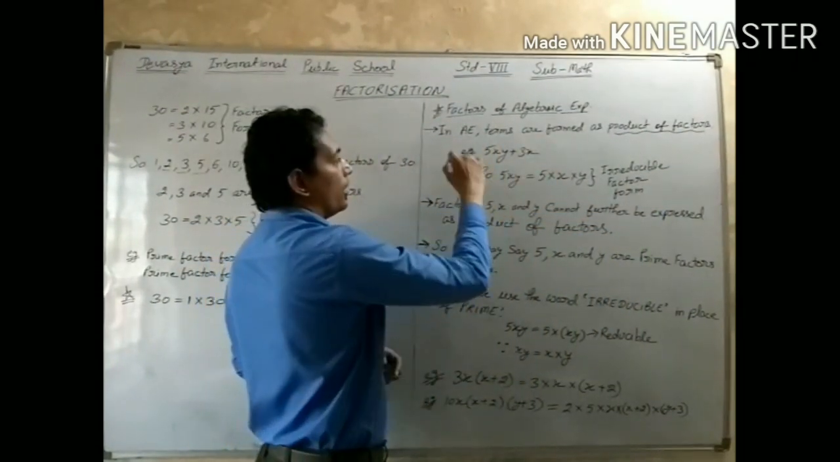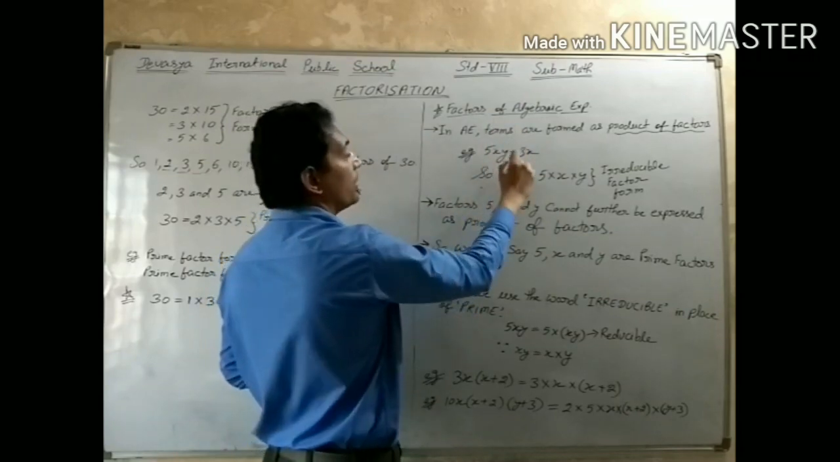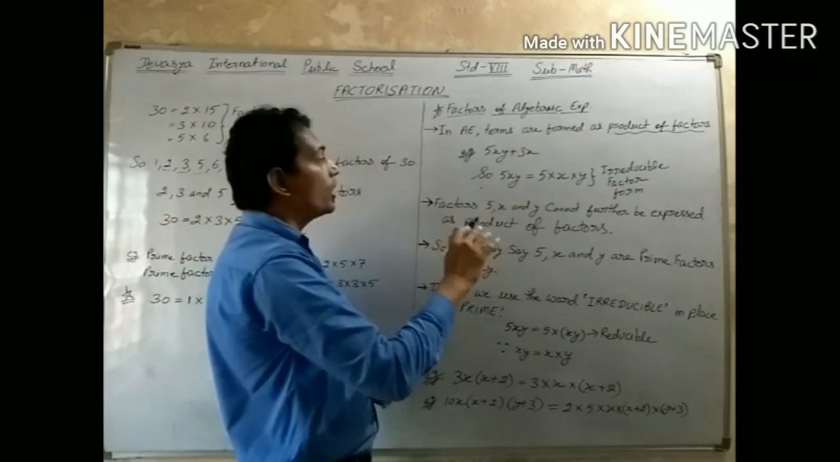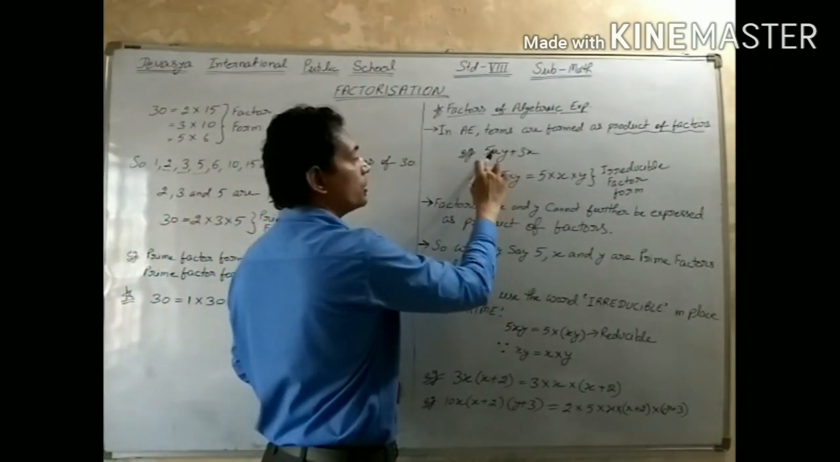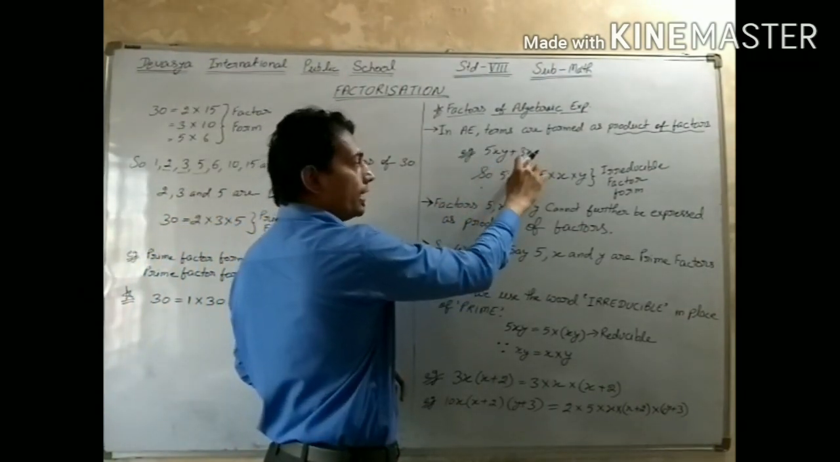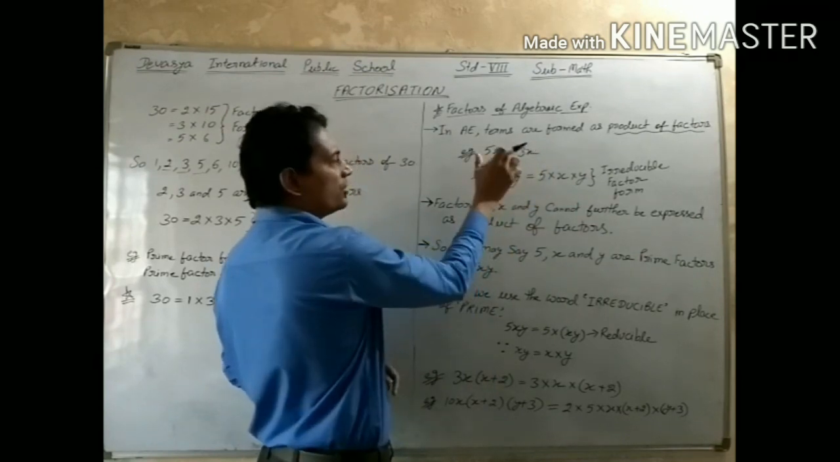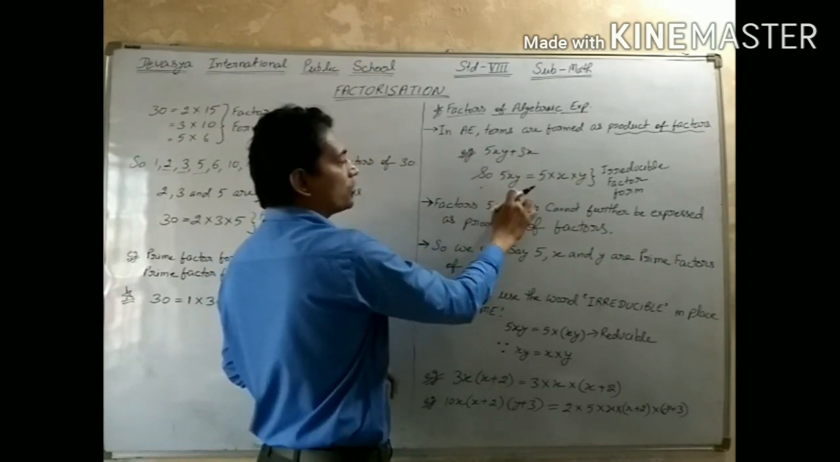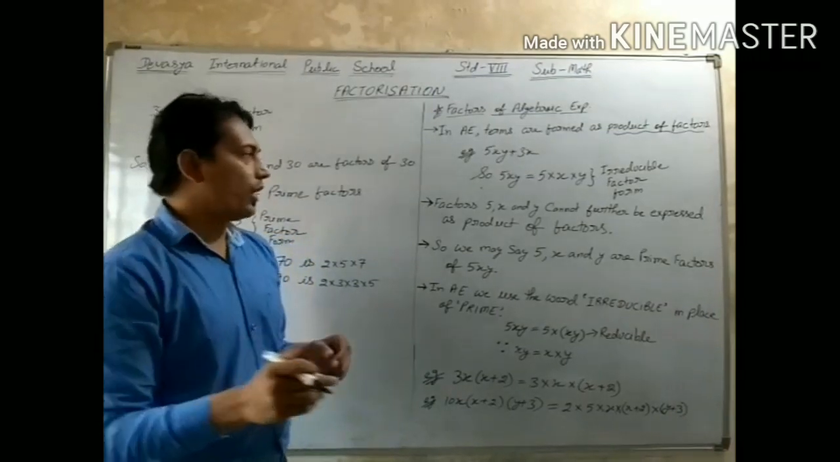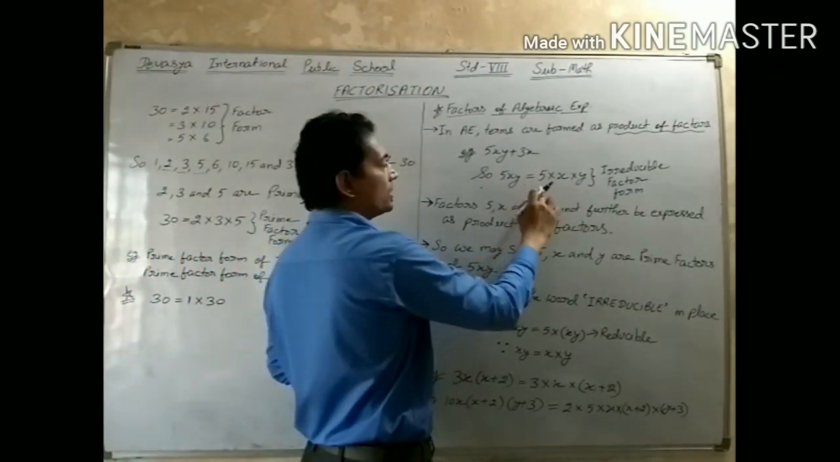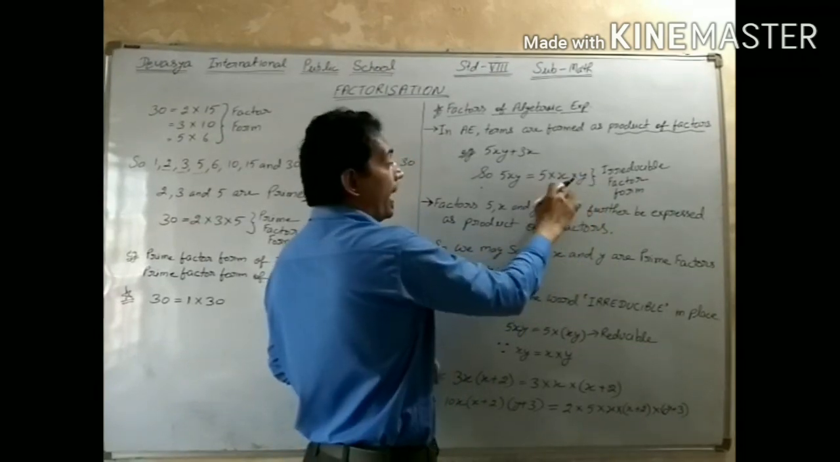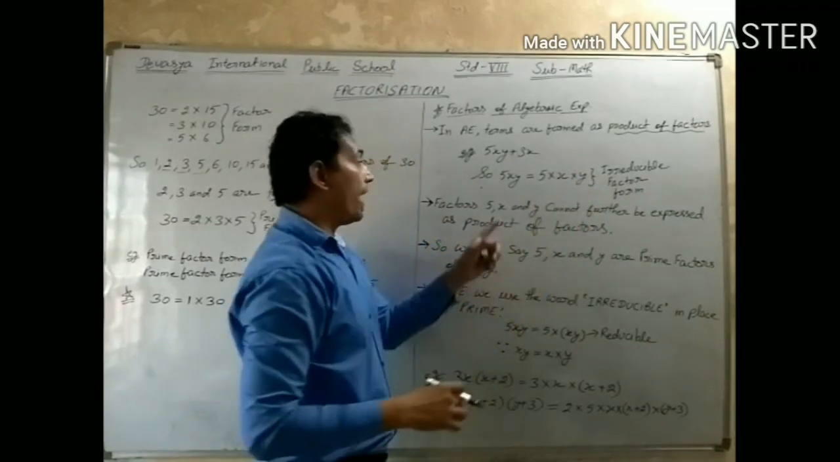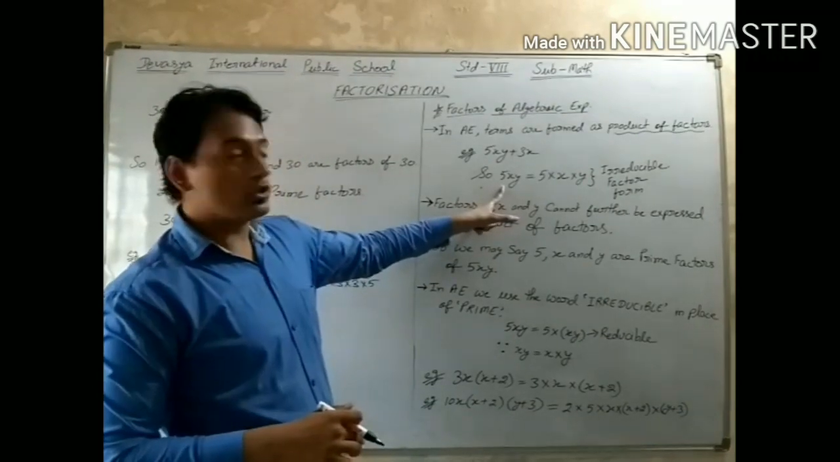Let me write an algebraic expression. 5xy plus 3x. This is an algebraic expression. This is a binomial, because we have two terms here. This is the first term, 5xy, and this is the second term, 3x. So let's take the first term. This is 5xy. How can we write this 5xy? We can write 5xy as 5 into x into y. Right? 5, x and y, all three are the factors of this first term, 5xy.